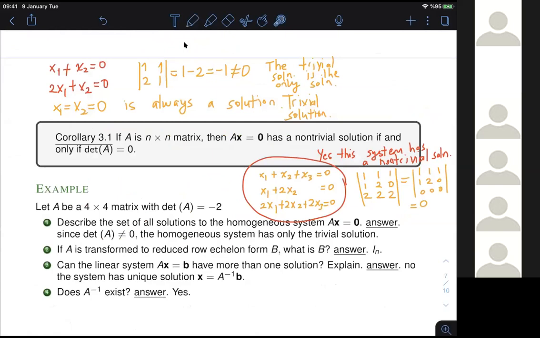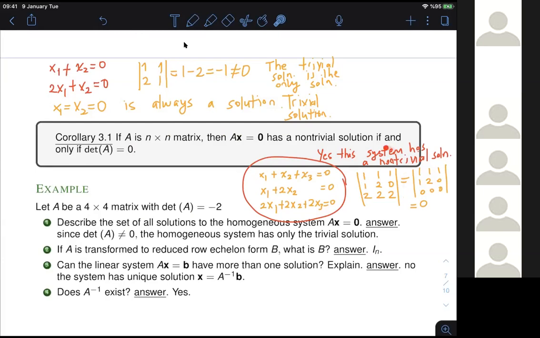A couple of remarks. What I said is only true for square matrices, because we can compute the determinant only for square matrices. That's important, and this is very powerful. Instead of searching for solutions, you can immediately answer one specific question: whether the system has only the trivial solution, which means you don't look for other solutions, or whether it has other solutions.